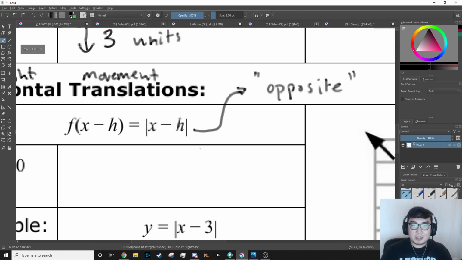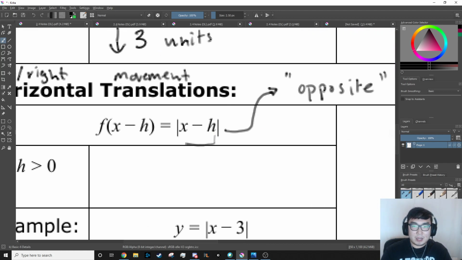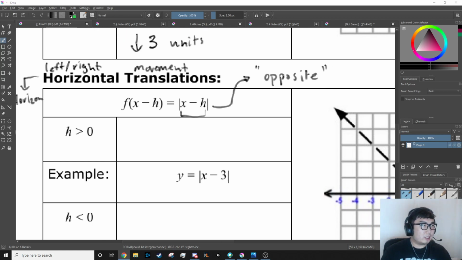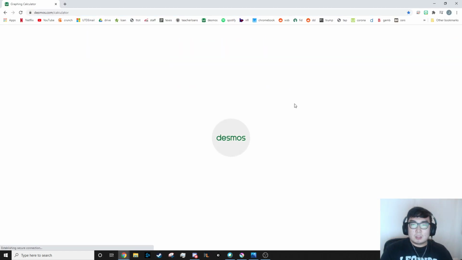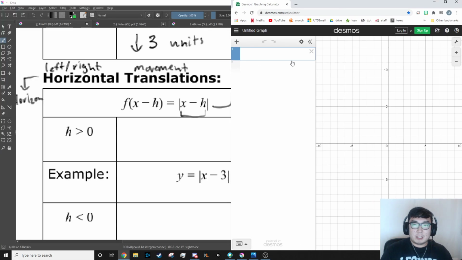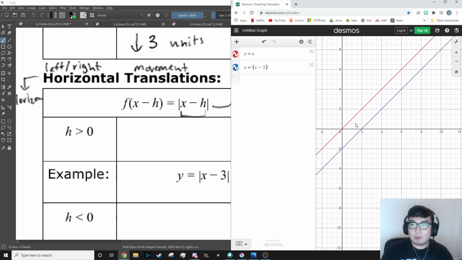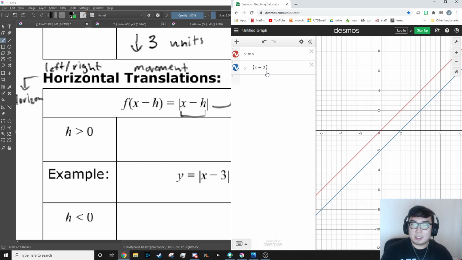We also notice that this h is inside of our absolute value. And the reason why that makes sense, let me pull out Desmos. What if I wrote y equals x, which is our regular linear equation, and y equals x minus 2? You see how this went a certain direction? It's because my x is in parentheses and it's being subtracted by 2. But look what happened. It went to the right.